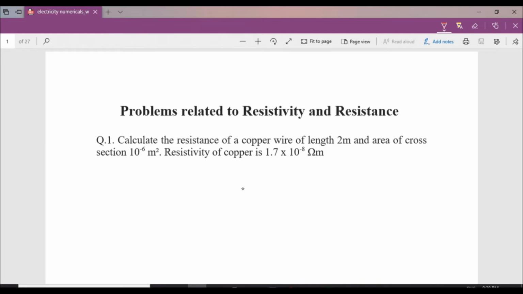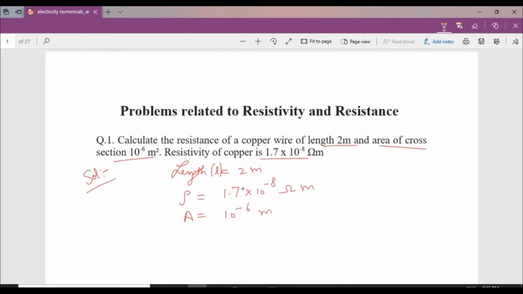First of all, in such kind of problems, we will write separately what is given to us. Length 2 meter is given to us. So length of wire is 2 meters. We will indicate it with L. Resistivity of material is given 1.7 into 10 raised to power minus 8 ohm meters, and then area of cross section is given, that is 10 raised to power minus 6 meter square.